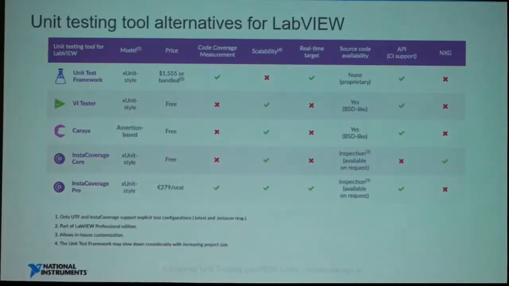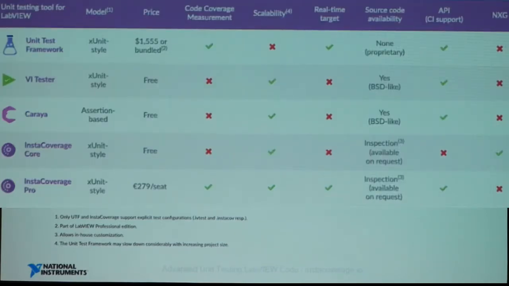So, tool options. This is a big table with lots of data, so it's a good reference for you. This is also on our website. It really tries to be a very objective comparison. The tool options you see here: the unit test framework by NI, the VI Tester and Caraya by JKI, and Instacoverage, which is our tool. But really, it's supposed to be a very objective comparison. If you think it's not fair, then please give us feedback. We will fix it.